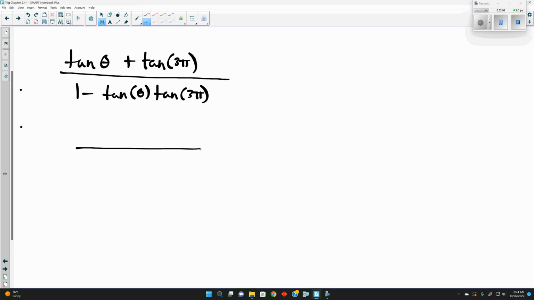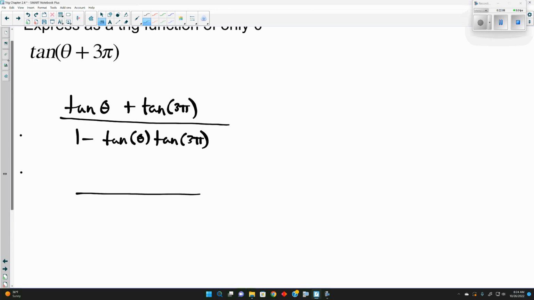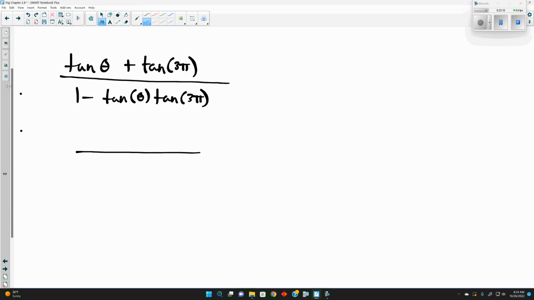Because if we were looking at tangent of theta minus 3 pi, the sign on top would be negative, the sign on bottom would be positive, the rest of it would be about the same. But that small sign change will change the answer. So again, it's good to make sure.